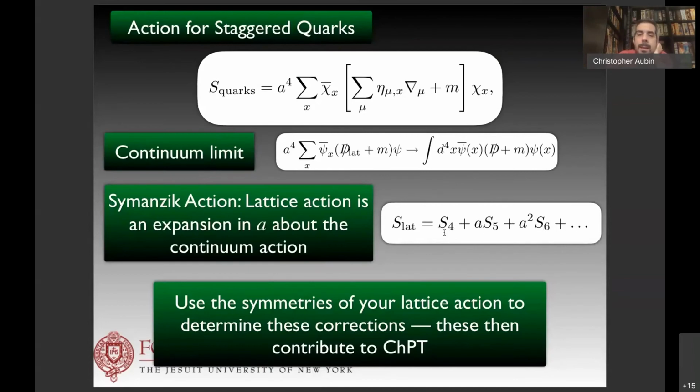The key is that all the symmetries in the lattice action need to be symmetries of each of these individual terms, S4, S5, S6, and so forth. Okay. And so this is what was done around 2002 and so forth.